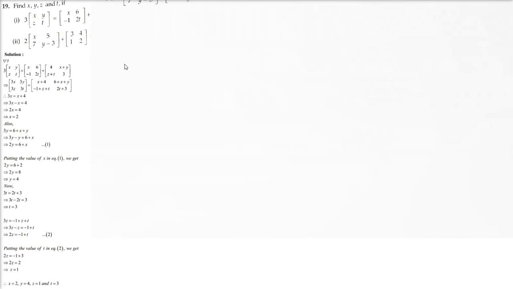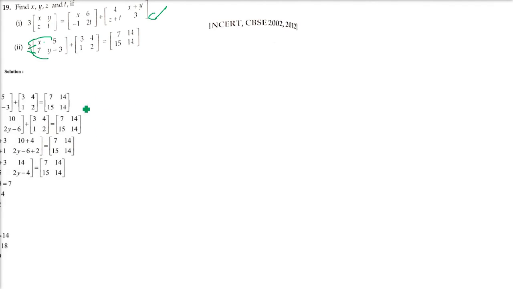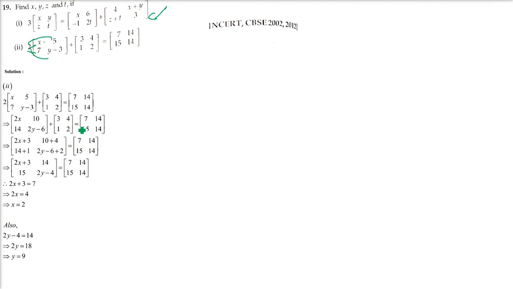The second part, this is an NCERT CBSE question from 2002 and 2012. You just have to do 2x, 5 into 2, 10, 7 is 14, 2 into y minus 3. Just add it and equate it to 7, 14, 15, 14. Okay, I hope you will be able to do it. We just did the first part. Exactly the same you have to do. So this is the final answer if you ever want to have a glimpse.